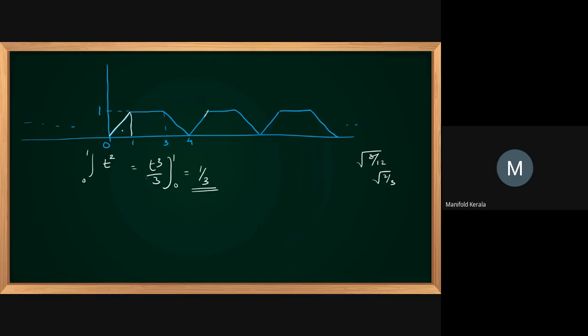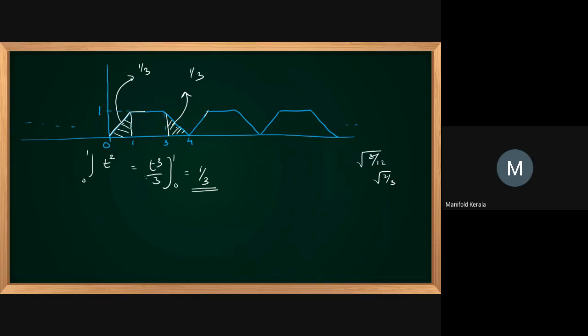Now, once I have the energy of this part as 1 by 3, I know this part will also have an energy of 1 by 3, because they are actually symmetric figures, correct? This triangle and this triangle will have the same energy. So both of these energies will be 1 by 3.